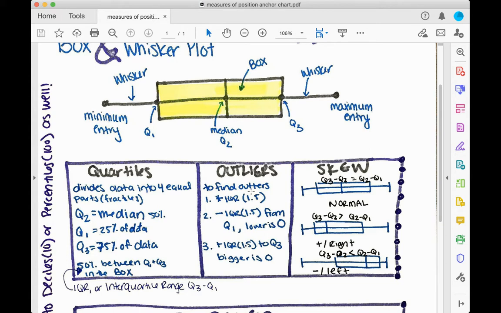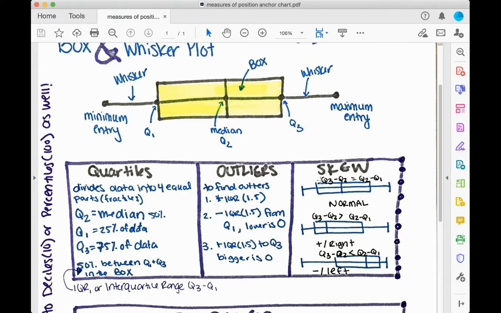a true outlier. So whatever your IQR is, multiply it by 1.5, and then you're going to subtract that from your Q1, or you're going to add it to your Q3, not to your maximum and minimum entry, obviously, because your maximum or minimum entry, if something's going to be an outlier, is most likely that outlier.